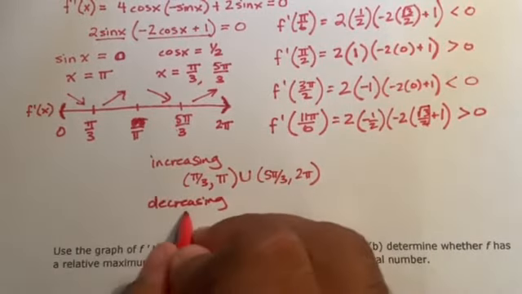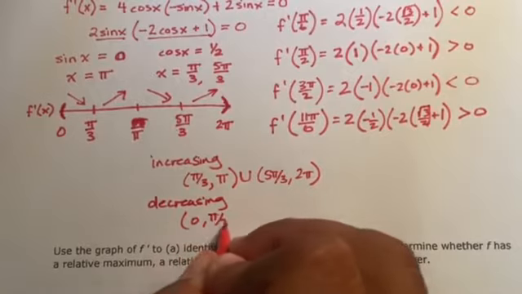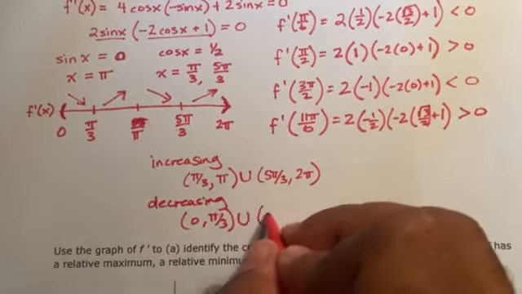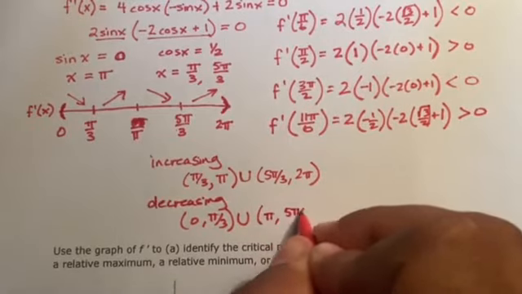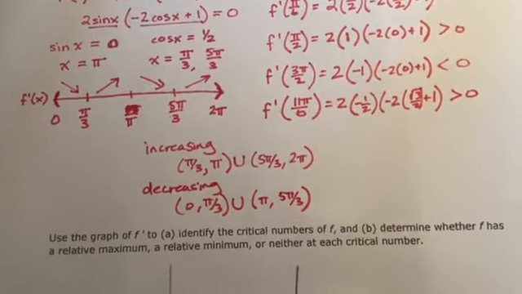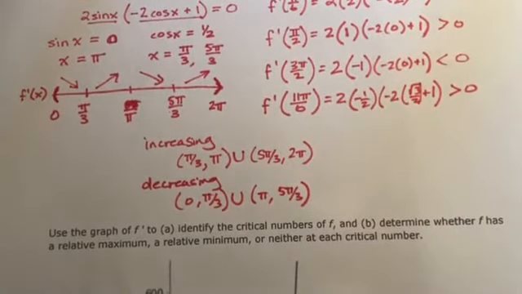0 to pi over 3, union with decreasing, let's see, pi to 5 pi over 3. Okay, so there's a good example with some trig to get you through that one.